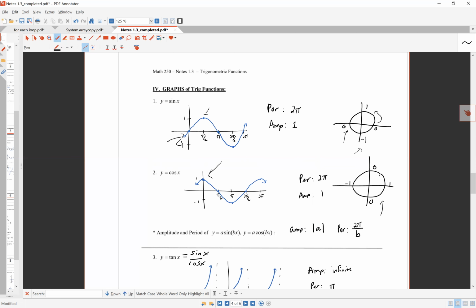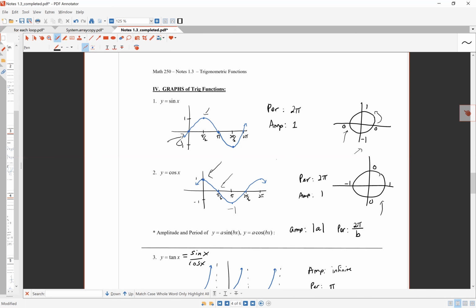So at angle pi over 2, the first coordinate is 0. So that's why we're down to here. At angle pi, the first coordinate is -1. That's why we're here. At 3 pi over 2, the first coordinate is 0. And then you get back to 2 pi, and the first coordinate is 1. And it just keeps repeating.